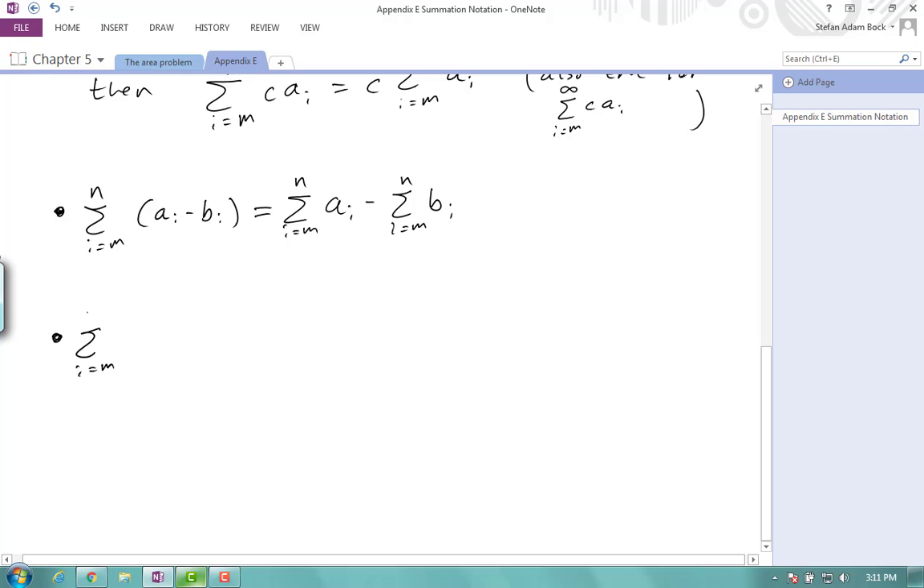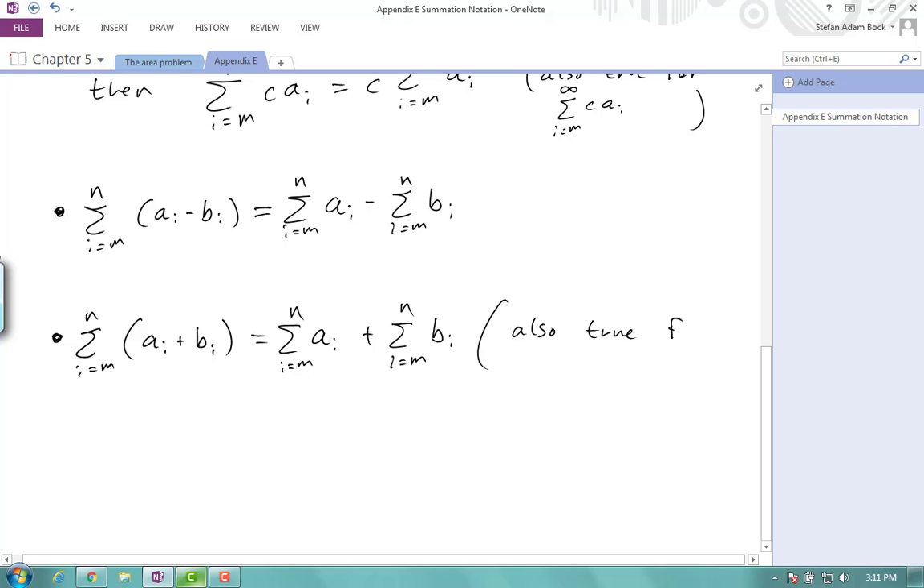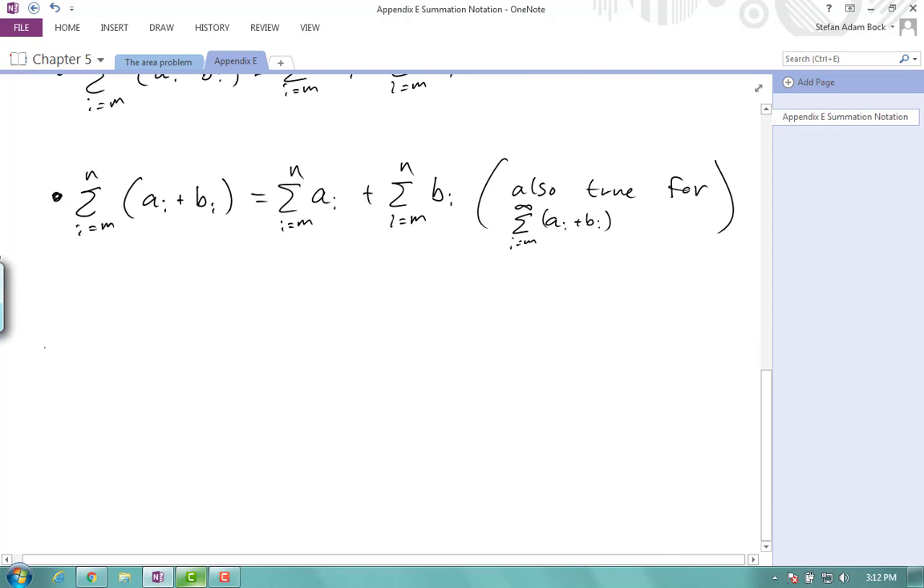However, if I have the sum of a sum of things, this will also always be equal to the sum of the sums of the things. I can split my sums into parts.